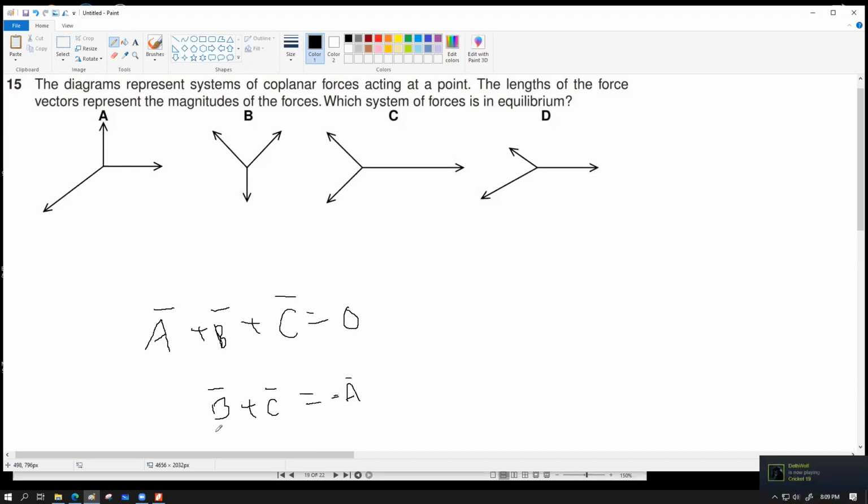Which means the resultant of any two of these forces should be exactly equal and opposite to the other force, so that whenever you add all three of them, you end up with 0. So this is a much easier logic to apply, provided you understand what this means. How can we apply this logic?